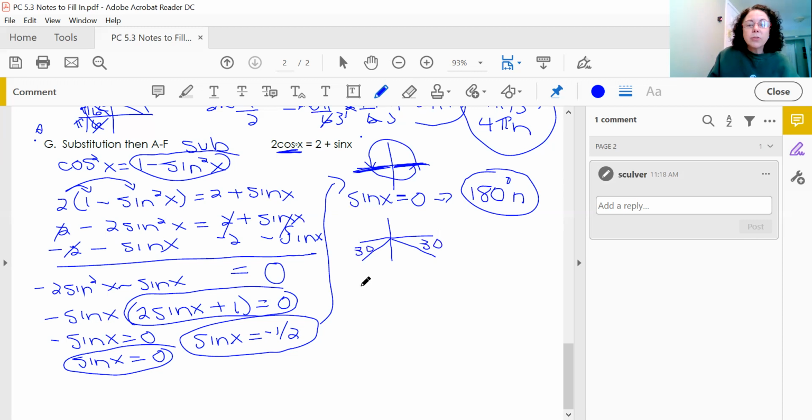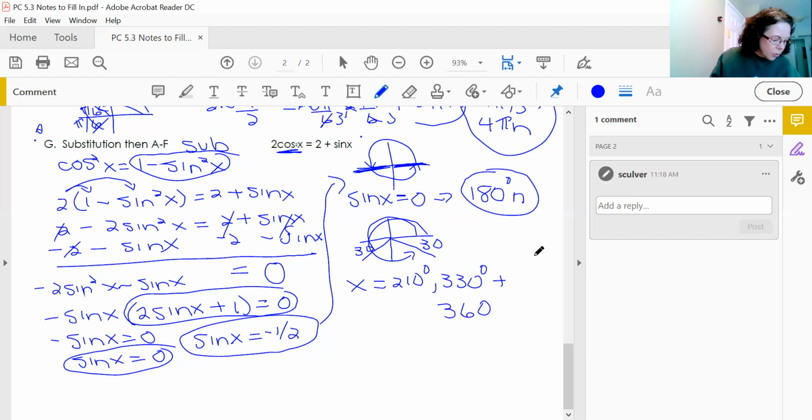Okay, what are those solutions? That is 210 degrees, 330 degrees, plus any number of 360 degrees. And our total answers then are these two circles combined.